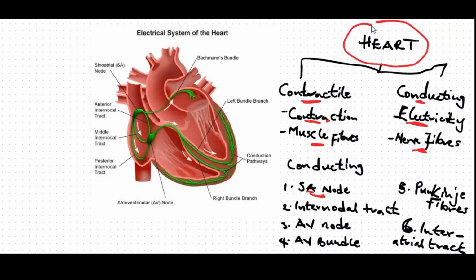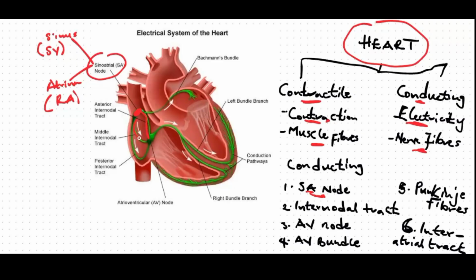So let's start with your SA node. This is your SA node right here. Sinoatrial node comes from two words. We have the sinus, meaning vessel, and the atrium. It originates from the junction of your superior vena cava and your right atrium. That is where you find the SA node. It is a very common MCQ question. Then next we have the internodal tract.